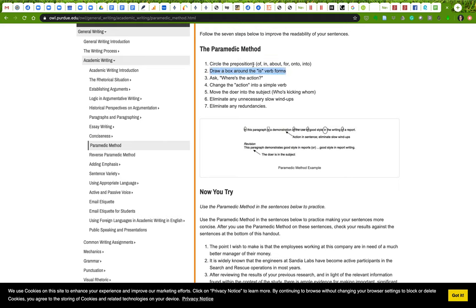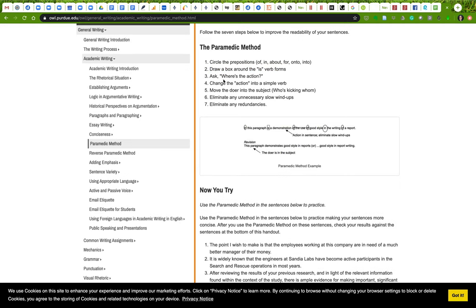So the paramedic method asks you to notice these things first of all. And then you ask yourself a series of questions. Where is the action? This is related to the verb form, okay? And then what you're going to do, once you identify that in each sentence, is try to change that action into something like a simple verb, okay?